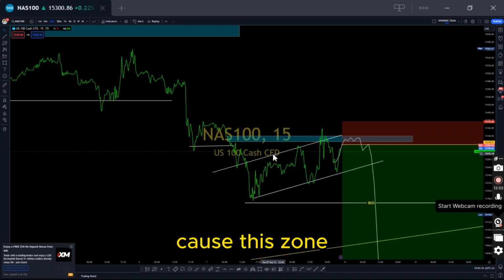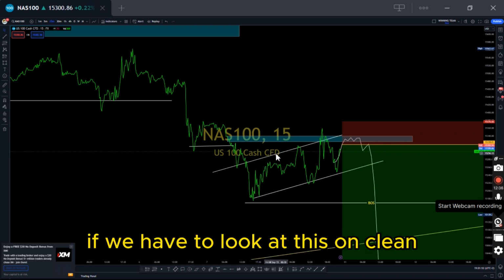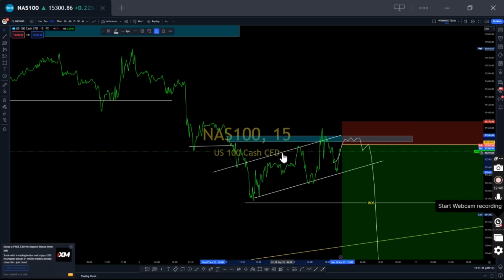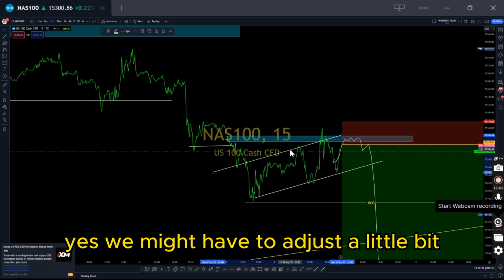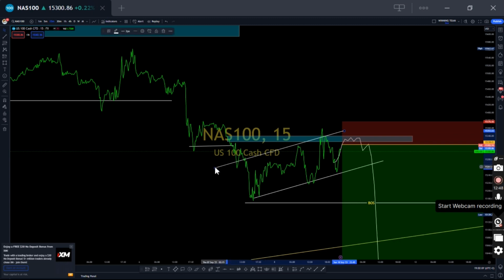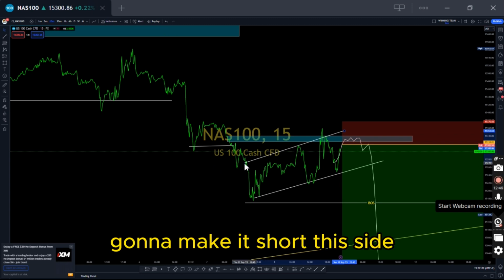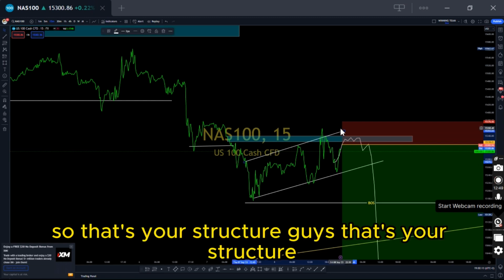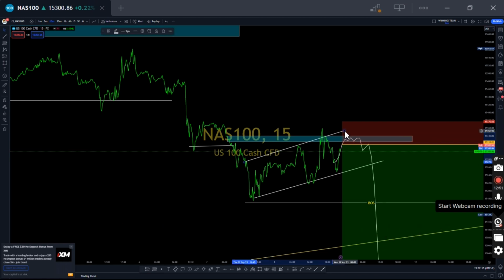Because this zone, if we have to look at this zone clean, let me show you. Yes, we might have to adjust a little bit. This zone is just on top of this trend here, okay? I'm gonna make it short this side. So that's your structure, guys. That's your structure.